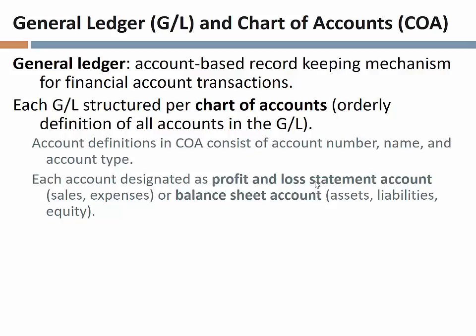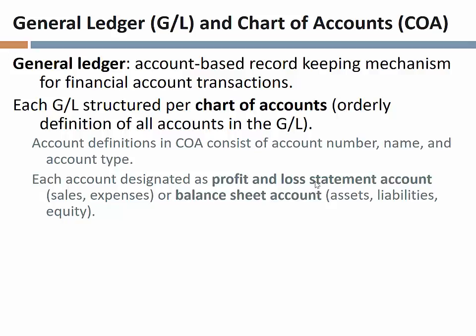Now, when I say account type, what do I mean by that? Every account in the general ledger is designated as one of two things. It has to be designated, and it can only be one of these two things. It has to be either a profit and loss statement account or a balance sheet account.